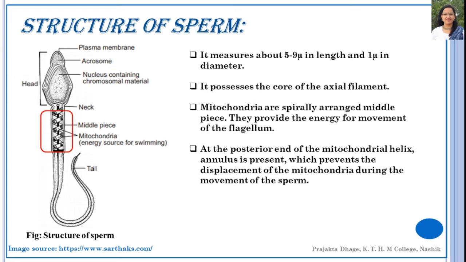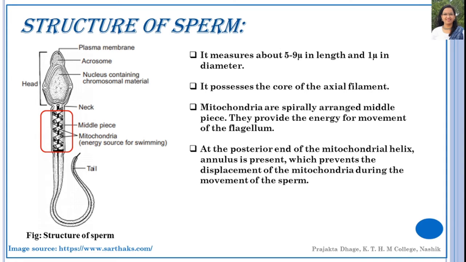Now let's move on. So this was about the middle piece portion, where you have the axial filament and the mitochondria arranged. Now you need to understand that in this particular area that you see over here, a very small amount of cytoplasm is left behind, which is highly condensed, and it is called the manchette. The manchette is going to be absent in the tail region.